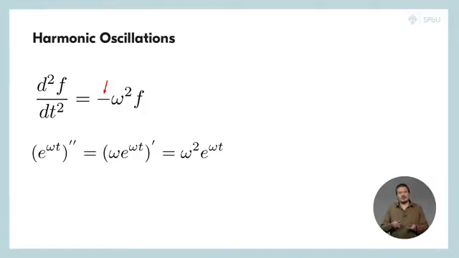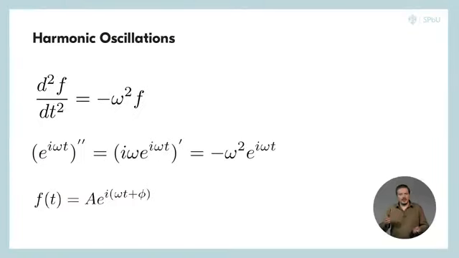How can we obtain a negative number after squaring something? With complex numbers, it's easy. We just need to add an imaginary unit here. And the whole solution in complex numbers looks like this. A is again the amplitude, and phi is a phase.